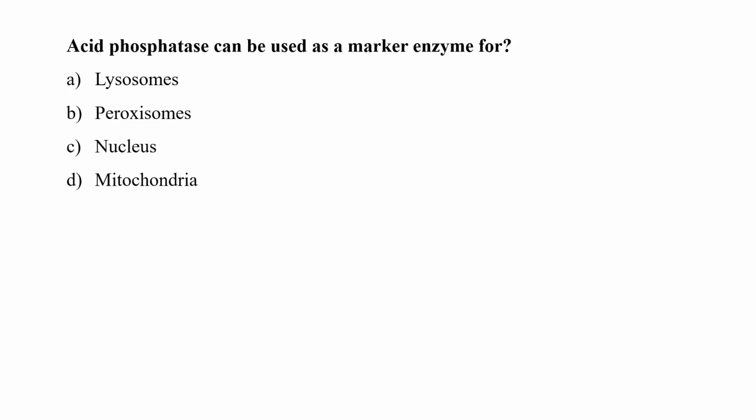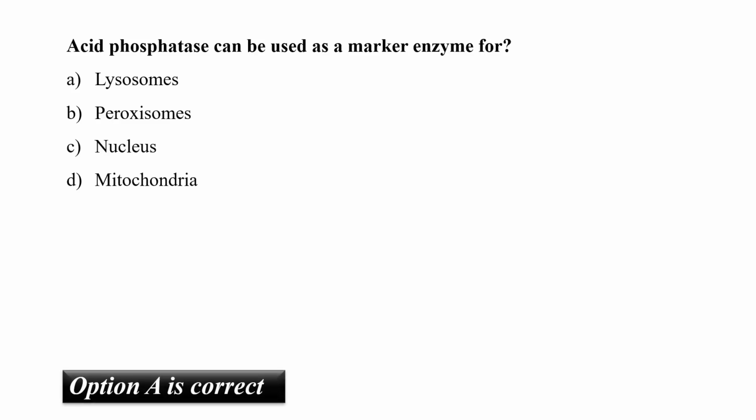Acid phosphatase can be used as a marker enzyme for lysosomes, peroxisomes, nucleus, or mitochondria. Marker enzymes are those enzymes which tend to remain confined to a specific organelle or a tissue. Generally, acid phosphatase is considered to be a marker enzyme for lysosomes, along with glucuronidase or N-acetyl D-hexosaminidase. So here option A would be the correct answer.